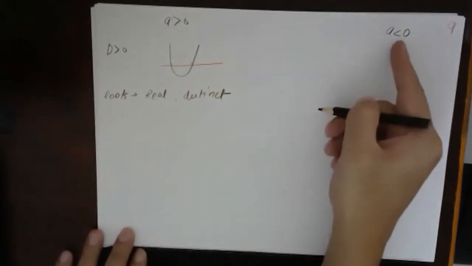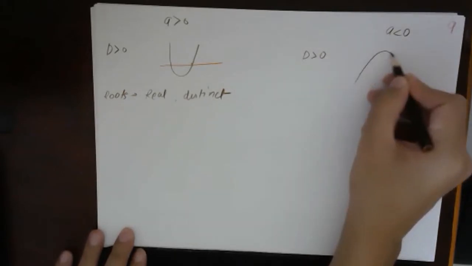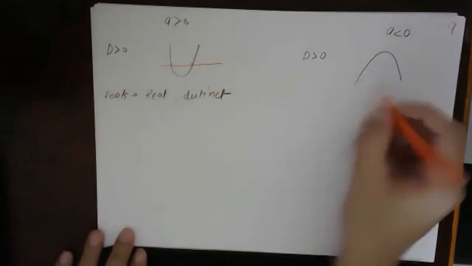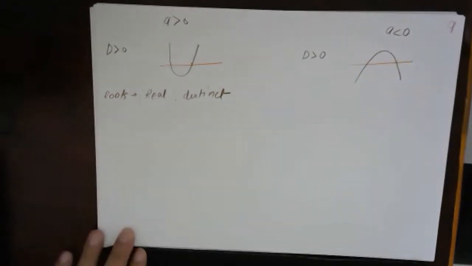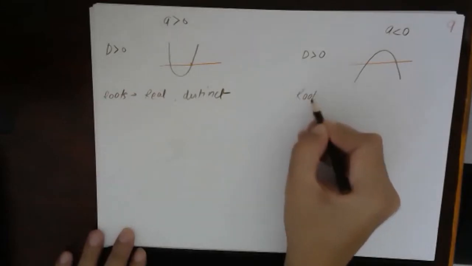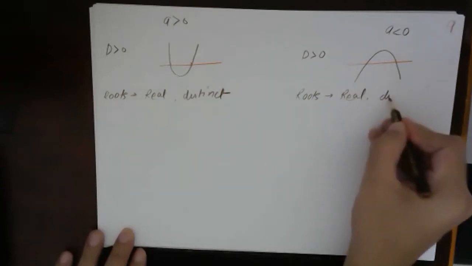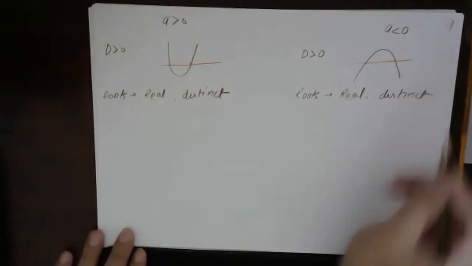Second, for a less than 0, again for D greater than 0, we'll have a downward facing curve, and again the roots will be real. The roots will be real and distinct, right?